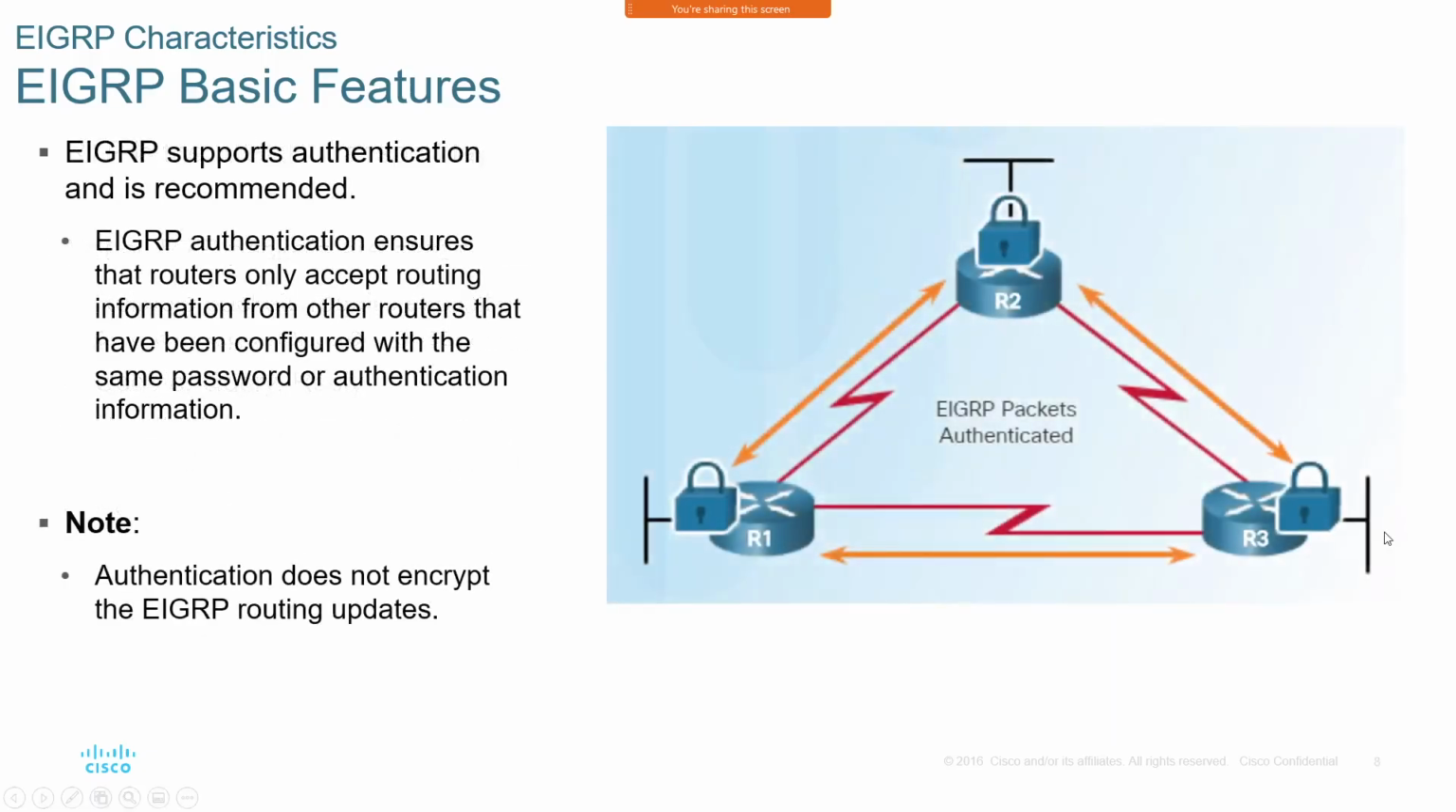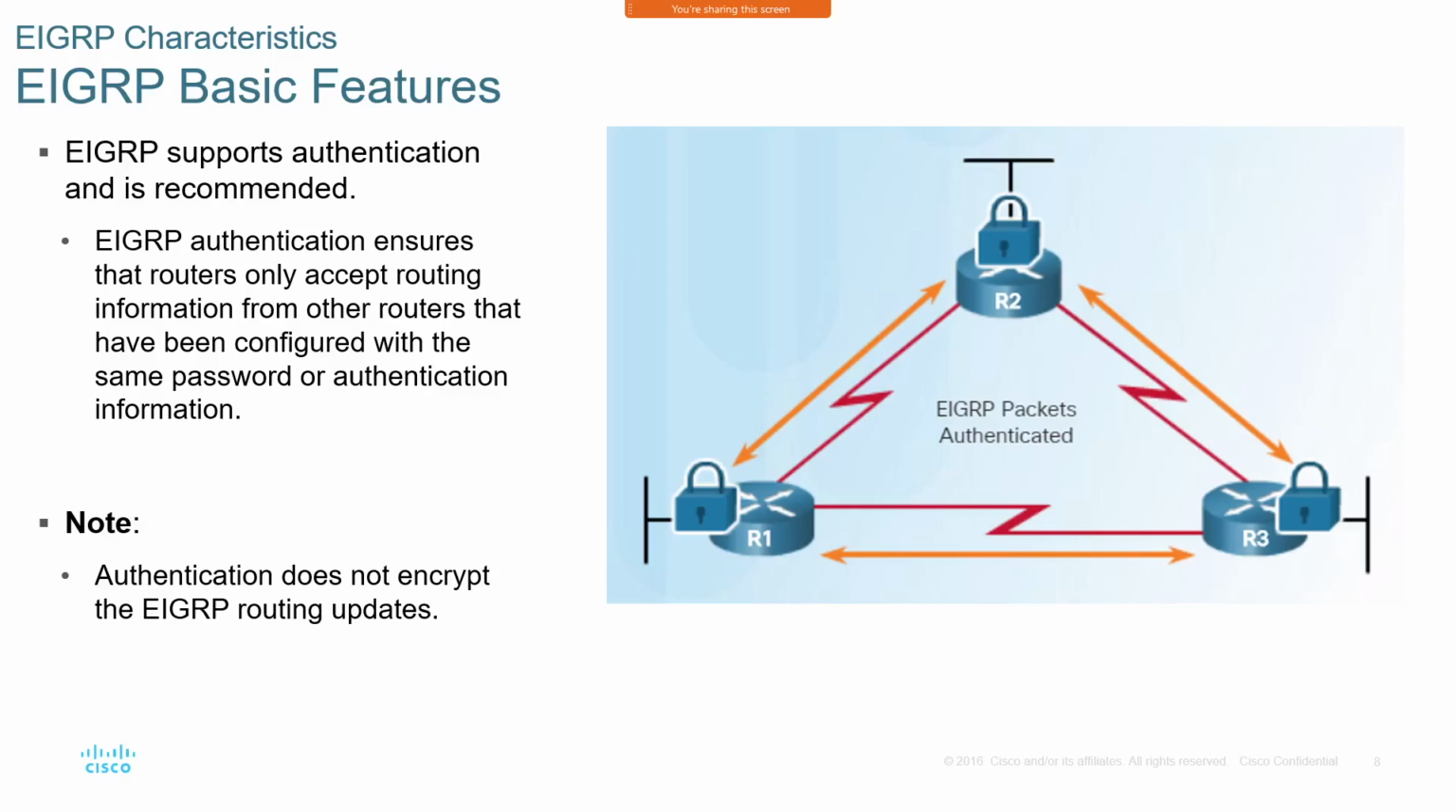Now, EIGRP supports authentication as well. When we talk about dynamic routing protocols, one thing that may come to our minds is that the other router might be a rogue router, in other words, a router that doesn't belong to someone we trust. We don't want the other router to establish a neighborship with our router.